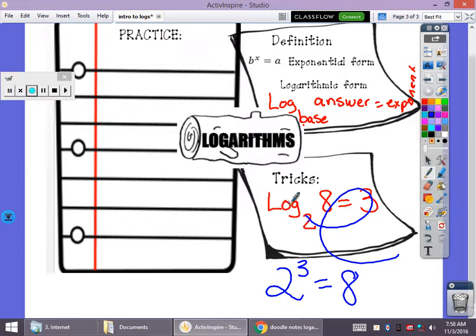Yes, ma'am. Because you're going to write smaller than me, do your E trick here and do your log trick there.